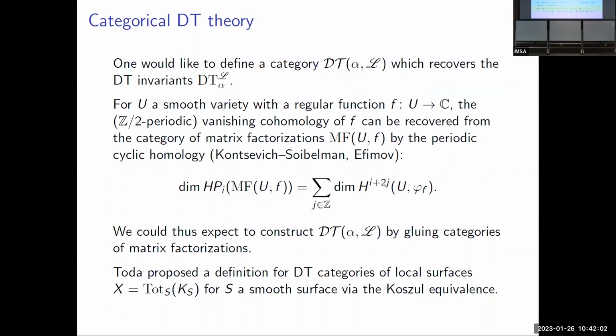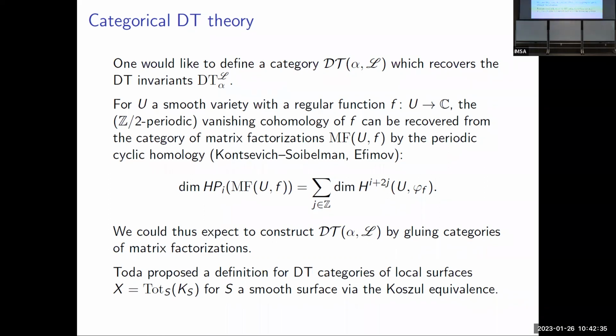So again, we have this numerical DT invariant. We went one step up, looked at cohomological DT invariants. Now the question would be to define a DG category whose periodic cyclic homology recovers a Z/2 periodic version of cohomological DT invariants, and then by taking the Euler characteristic of periodic cyclic homology, recovers the numerical DT invariant, and then study the structure of those categories. So yeah, maybe I should say we don't know how to do this in general.